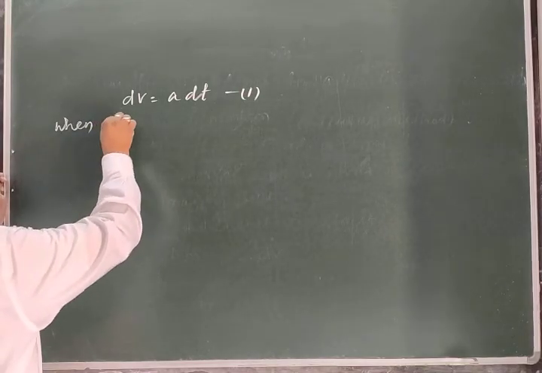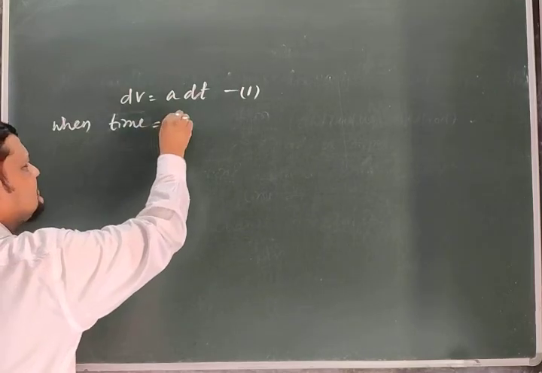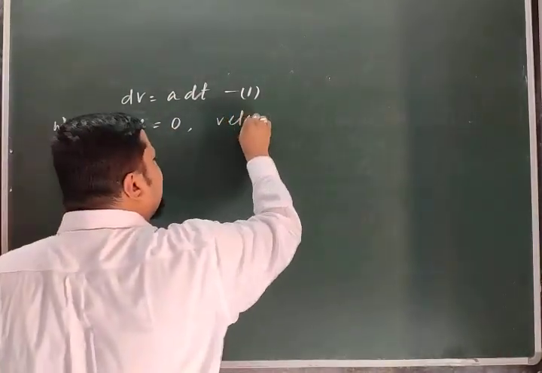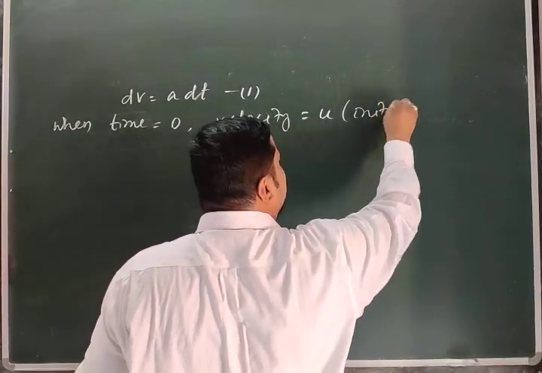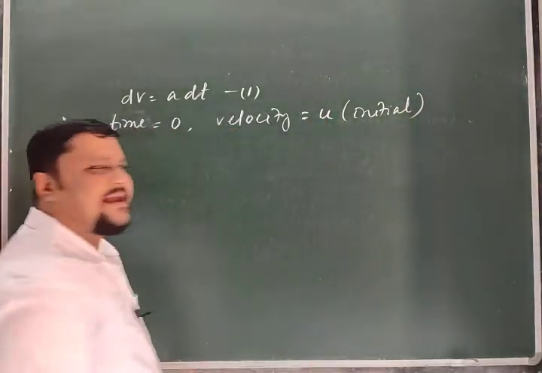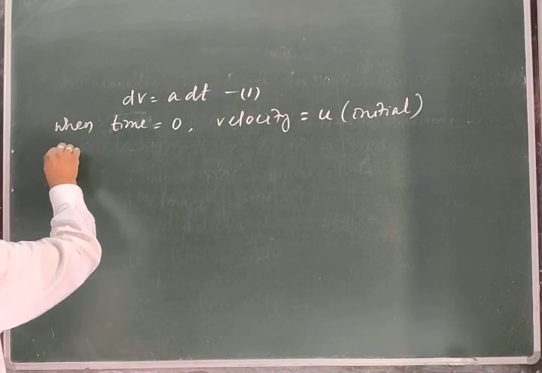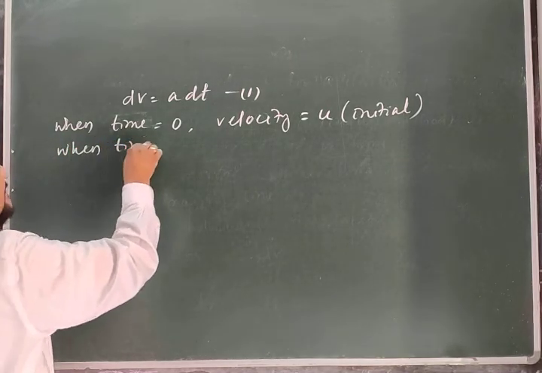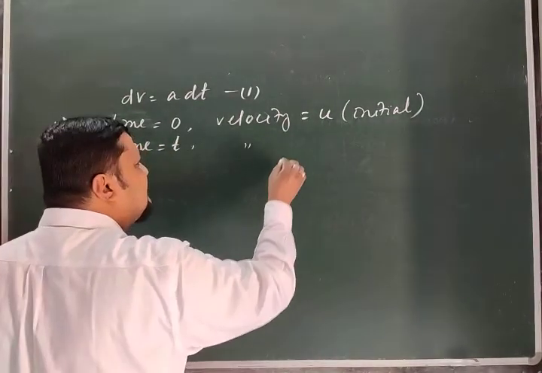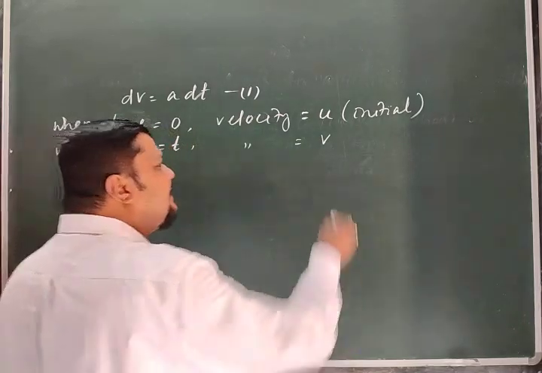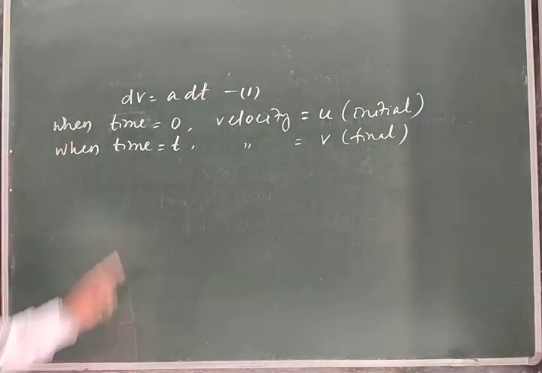let us consider, when t is equal to 0, means when time is equal to 0, velocity is equal to u. This is called the initial velocity. Generally u is considered as the initial velocity, right? Then, in a time interval 0 to t, what is the velocity? Let this velocity be v. That is generally called the final velocity. Final means at t, this is the velocity, this is the limit.